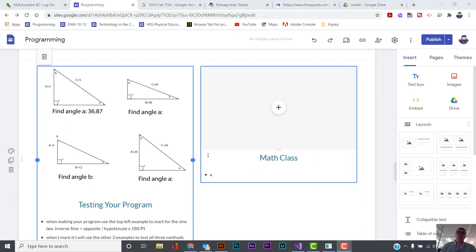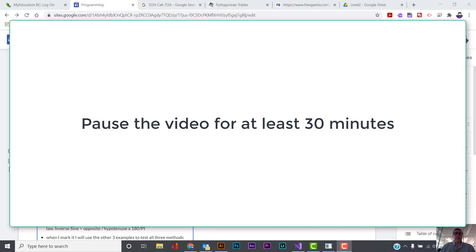So pause the video and give it at least half an hour trying to do this on your own. If you're really getting stuck, then come back and check out my solution. But at least half an hour for level 2s that you should be trying to do this on your own, researching things on the internet, finding out how to do it.